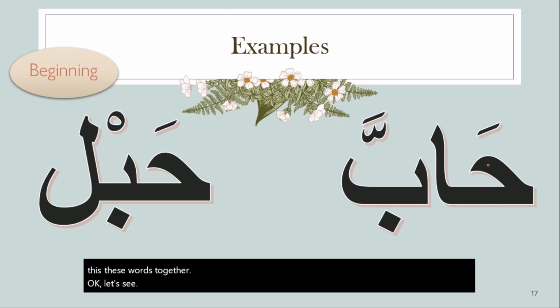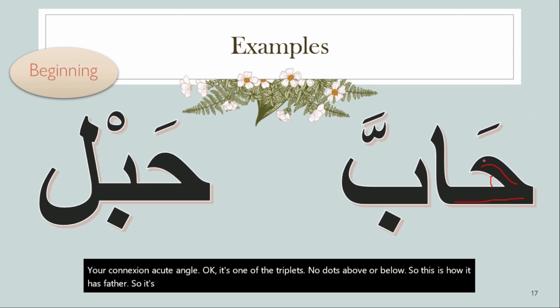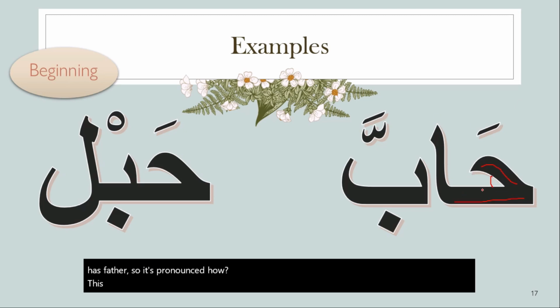As you can see here, we have the curve, the connection, acute angle. It's one of the triplets, no dots above or below, so this is ha. It has fatha, so it's pronounced like ha. This vertical line connected before, not connected after, so this is alif.